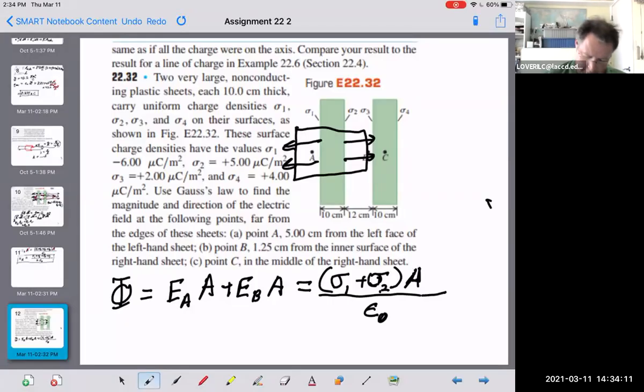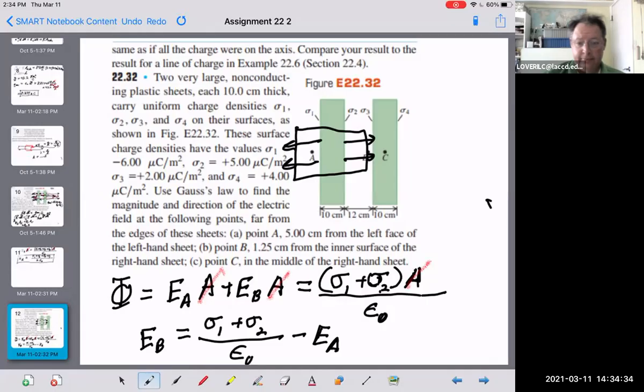Okay. Area vectors cancel. And what it comes down to is that EB is equal to sigma 1 plus sigma 2 over epsilon naught minus EA. And that actually can be simplified somewhat.